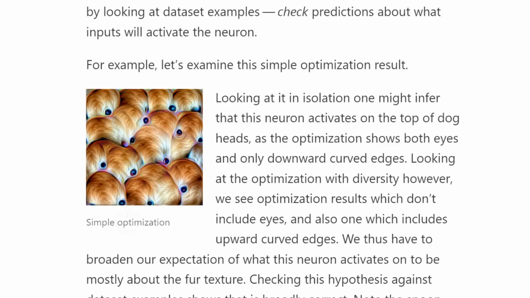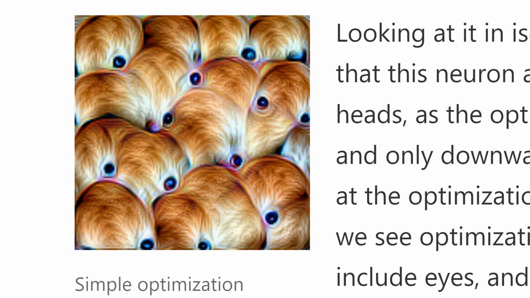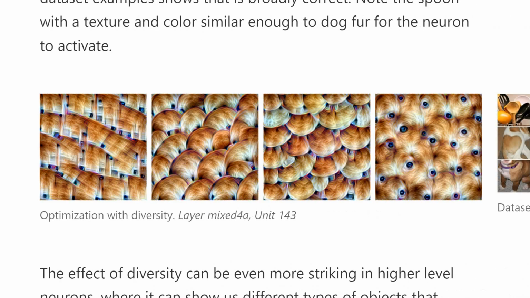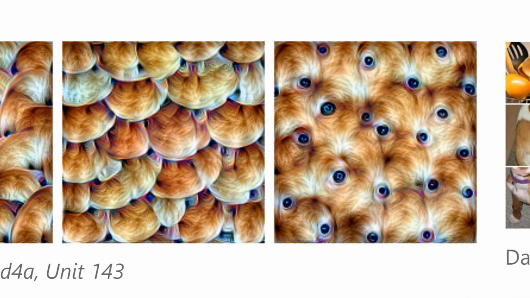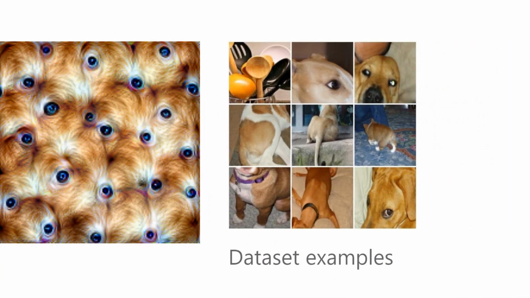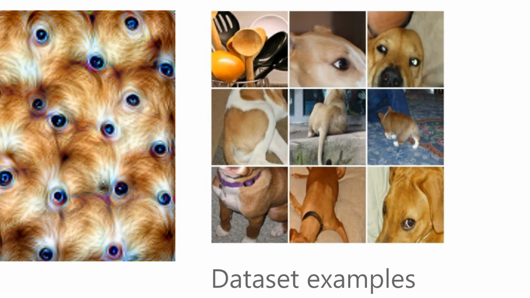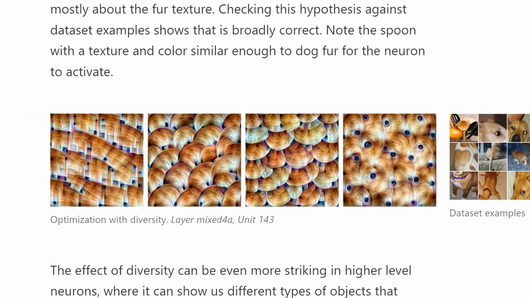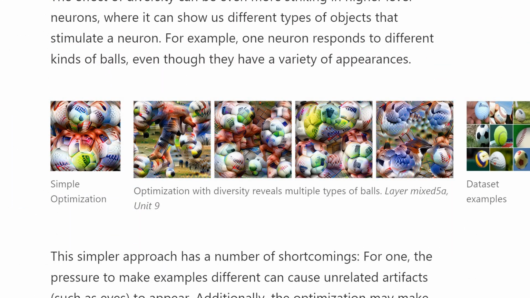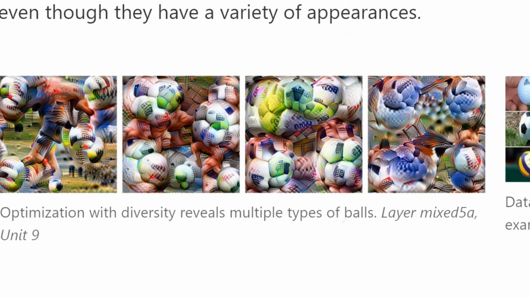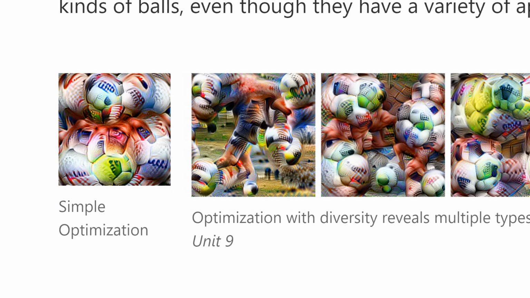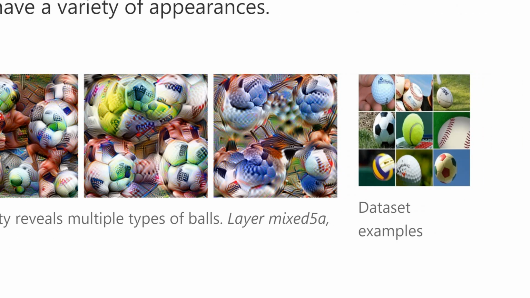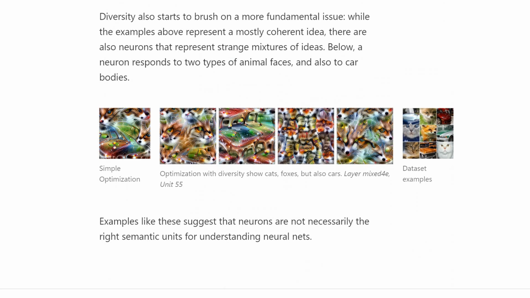Here they give another example. You can clearly see that there is some sort of eye in the picture, but then if you optimize with diversity, you can see that some of them do not have this eye thing, and in fact, also some of the dataset examples do not have this eye thing. So it might be interesting to optimize here with diversity. And even they say in higher layers, it gets even more diverse with what you achieve with this ball detector.